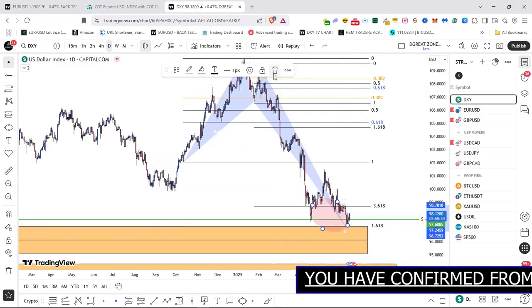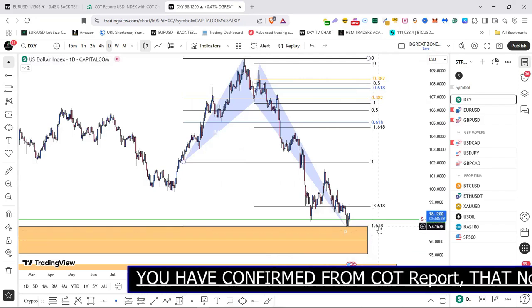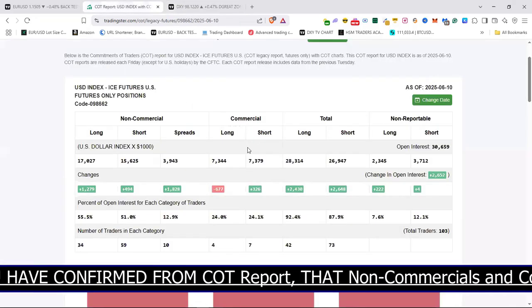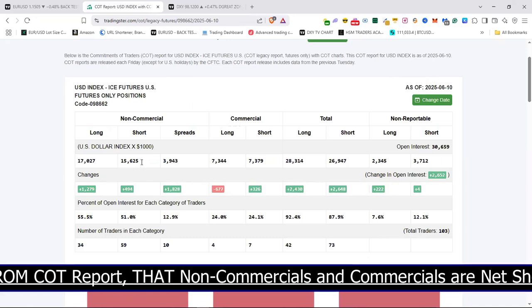Okay, so you've already seen what smart money is doing as price has come to this key level because of what? They are increasing their long position and decreasing their short position.